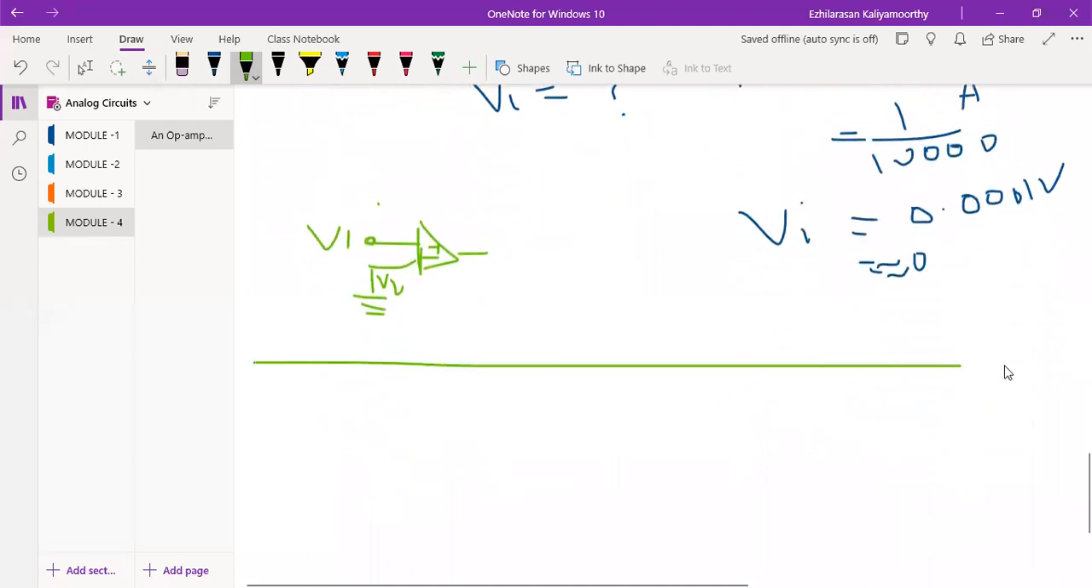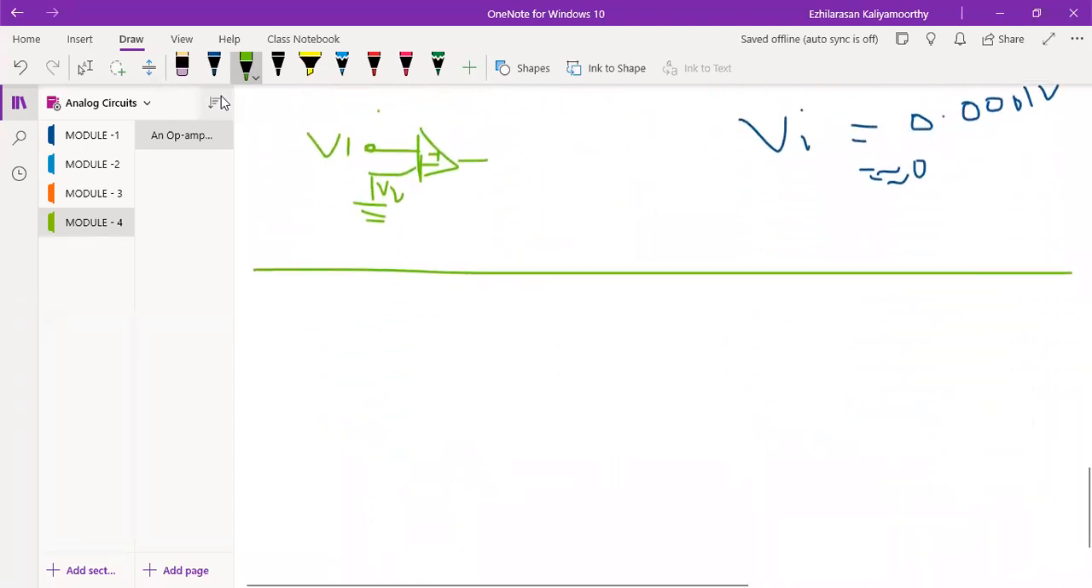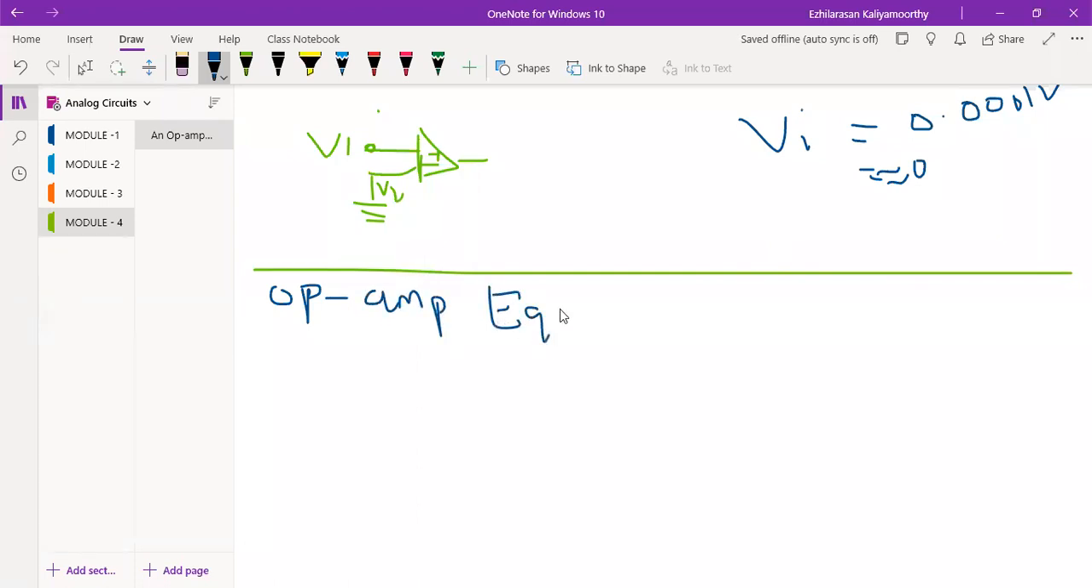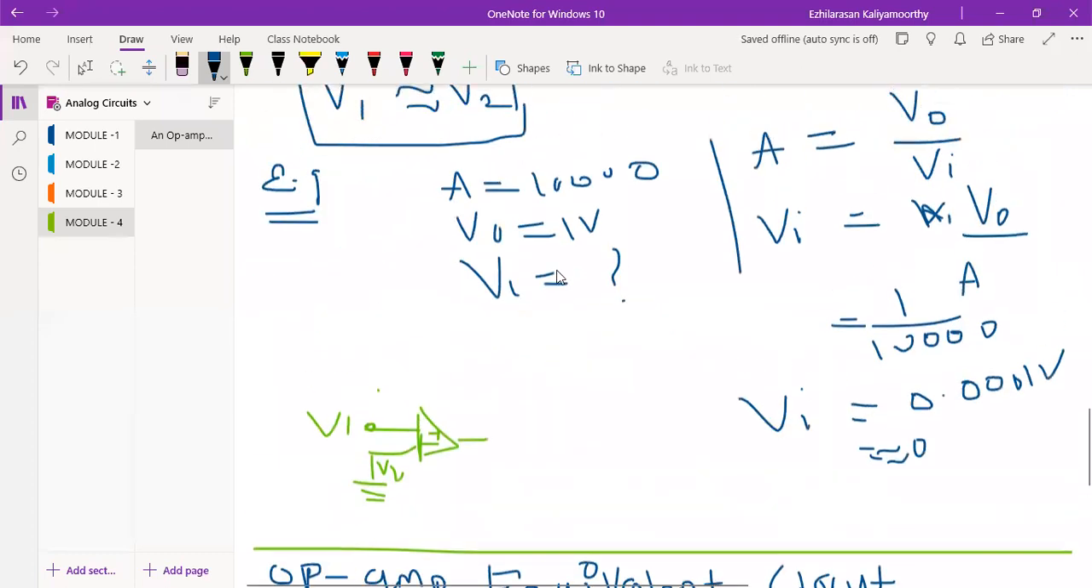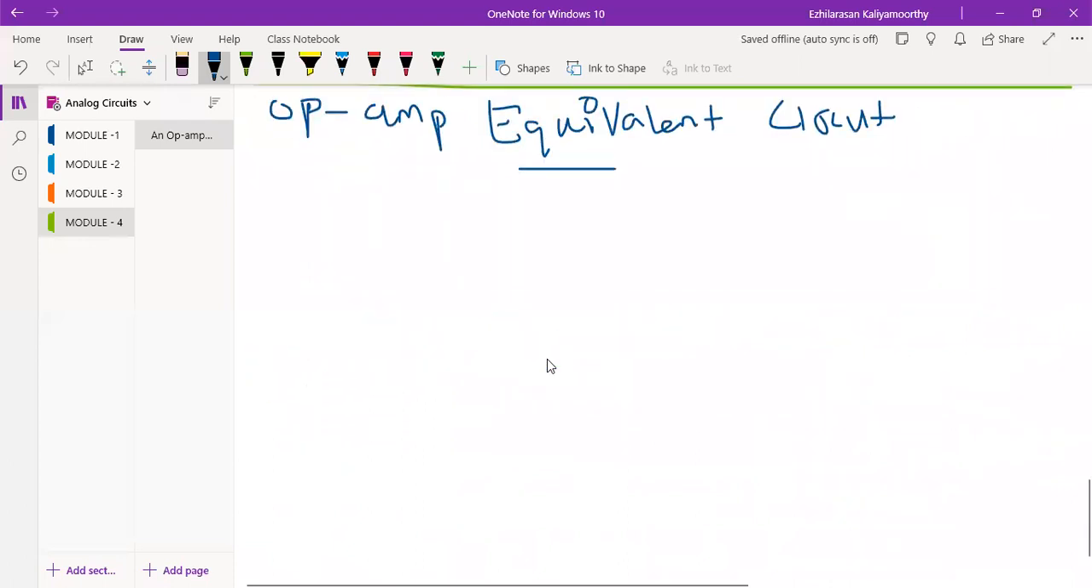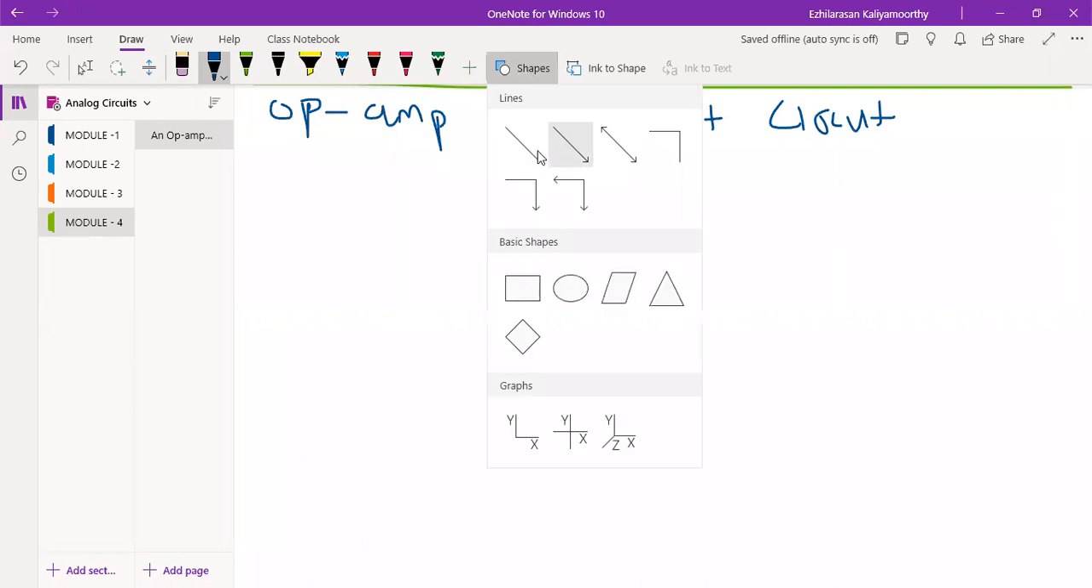Now next, let us study the op-amp equivalent circuit, because this is a simple, basic op-amp only. Now we have to see what the equivalent is internally, because of whatever we consider, so many things, right? So let me put the equivalent circuit.